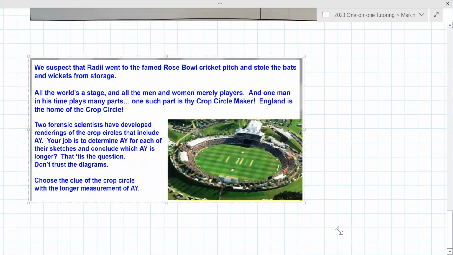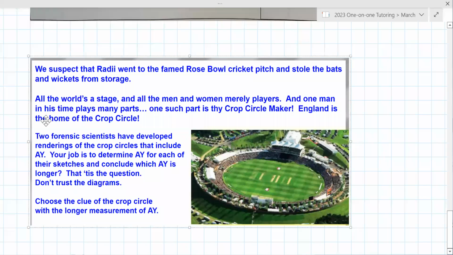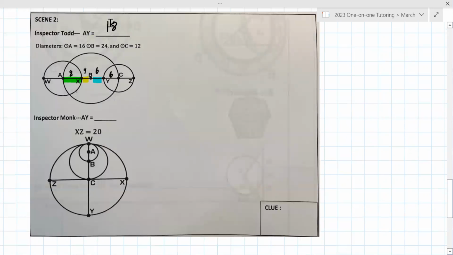All right, so they give you some background up here at the top, and then they say two forensic scientists have more background. Your job, that's what you're looking for, is to determine AY for each of the sketches, and include which AY is longer. So that means you've got to do both, and one of them is longer, and we don't know until we've done both. Okay.